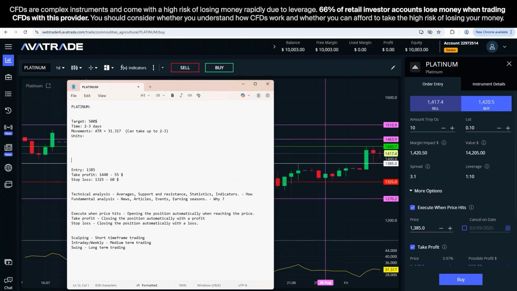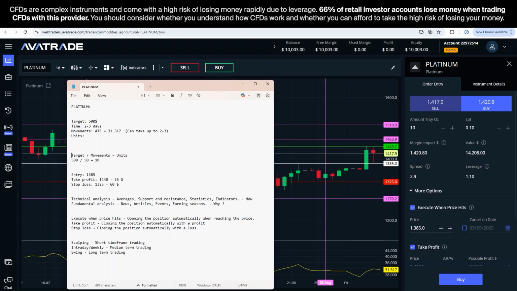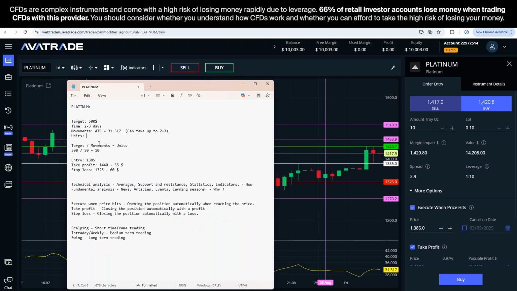Well, we can also use a simple equation. What is this simple equation? Target divided by movements equals units. So 500 divided by the movements we are looking for equals 10. Okay, super simple and straightforward. There is really nothing crazy to it. What I'm showing you now is quite procedural, and you can use it for any other instrument as well.